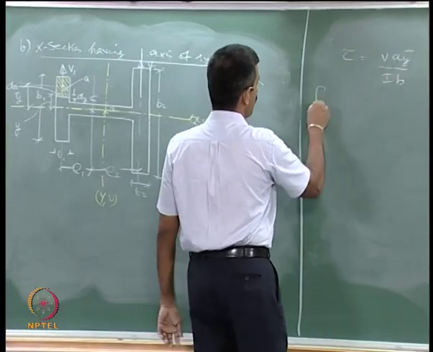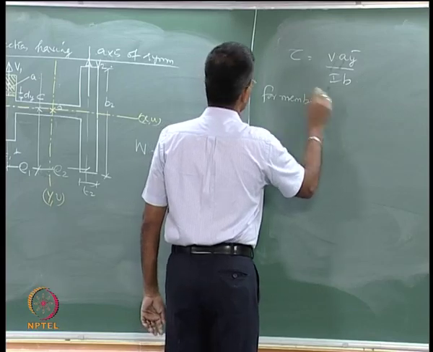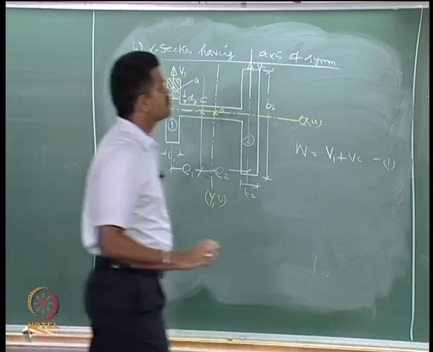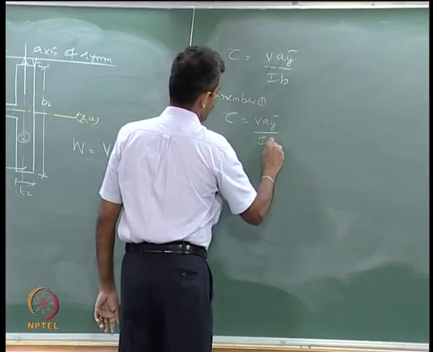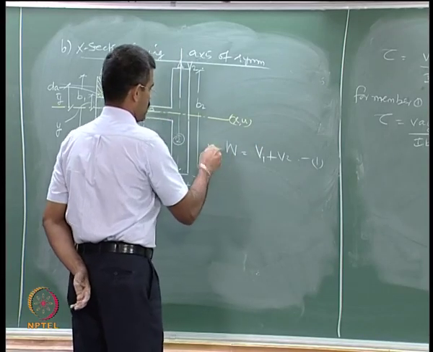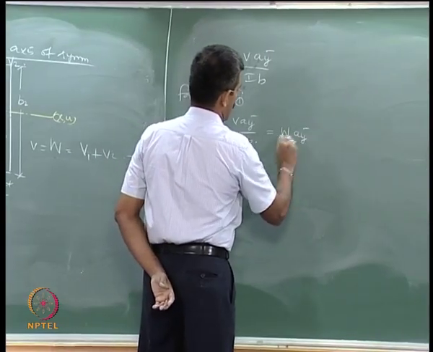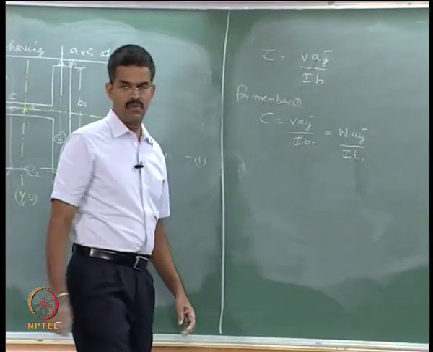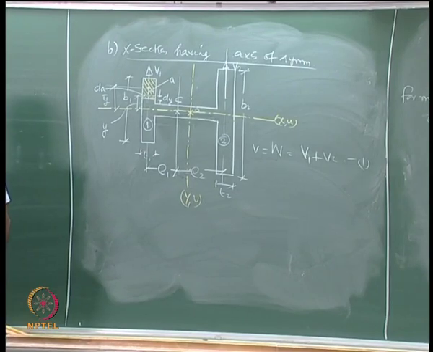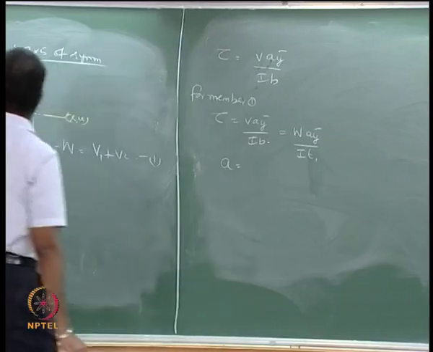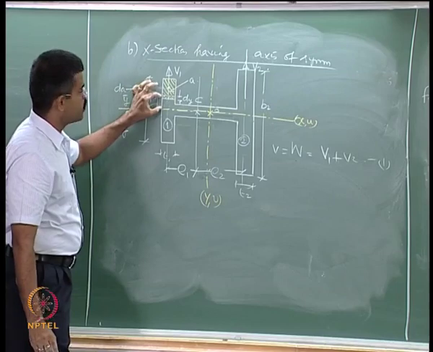So, let us expand this for member 1, I call this member 1, this is member 2. Tau is V A y bar by I B. This total V can be W. So, I should say W A y bar by I B, and in my case the breadth of the section under consideration is T1. And what is the area of this piece? It is B1 by 2 minus y, eliminating the thickness.